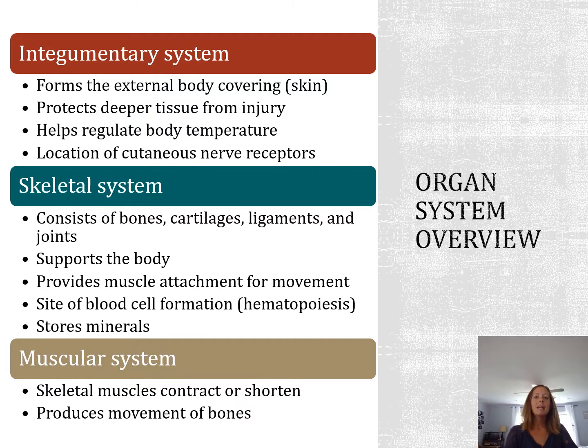Muscular system next. Its function is to contract or shorten. It produces movements. It also produces heat or helps maintain heat. It helps maintain our posture, so it helps with support too. And sometimes it does protection, like your abdomen, where you don't have any bones. Your muscles are going to protect your organs there.